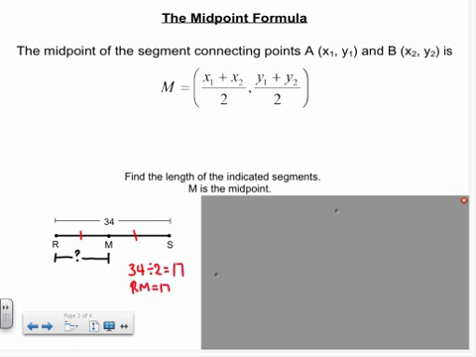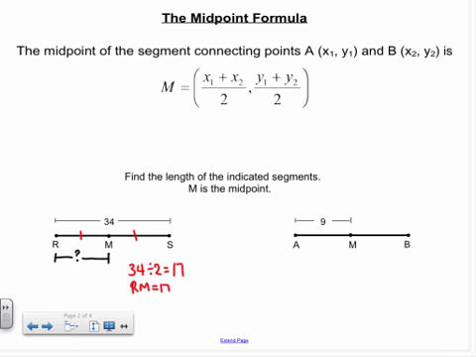Now let's look at another example. Here we have segment AB with M as its midpoint, and we know that segment AM is 9, and we're looking for the length of segment AB. Since we know that M is the midpoint, we know that segment AM has to be congruent to segment MB, so they have to have the same length. We also know that segment AM is half of segment AB, so if I double the length of that segment, I can get the length of the entire thing. So we'll just do 2 times 9, the length of AM, and we'll get 18.